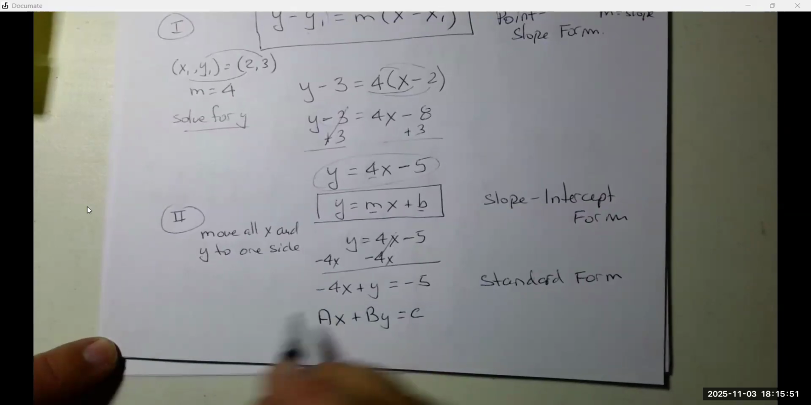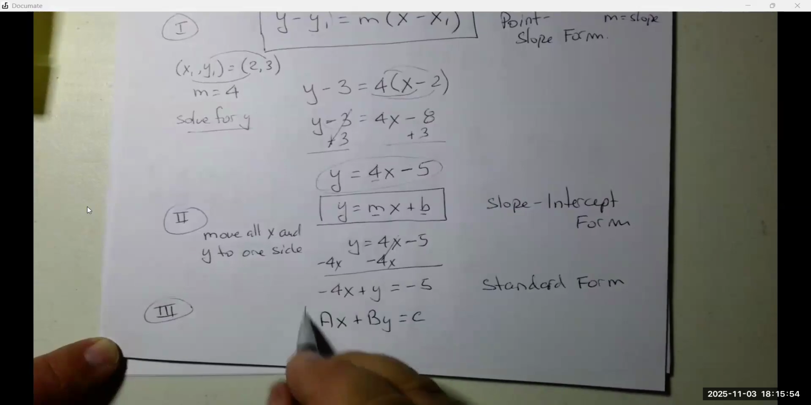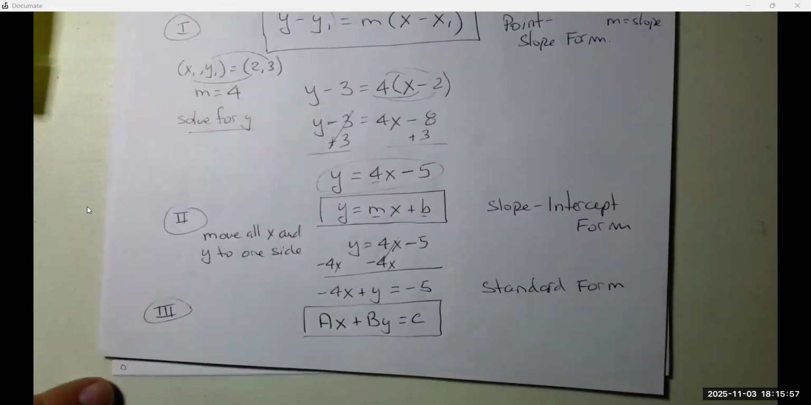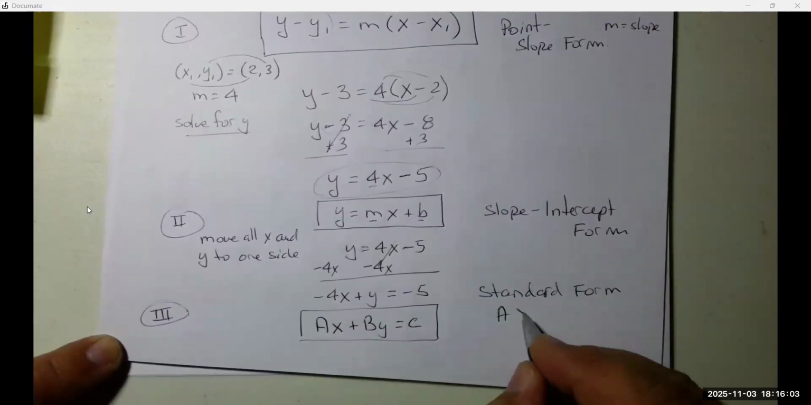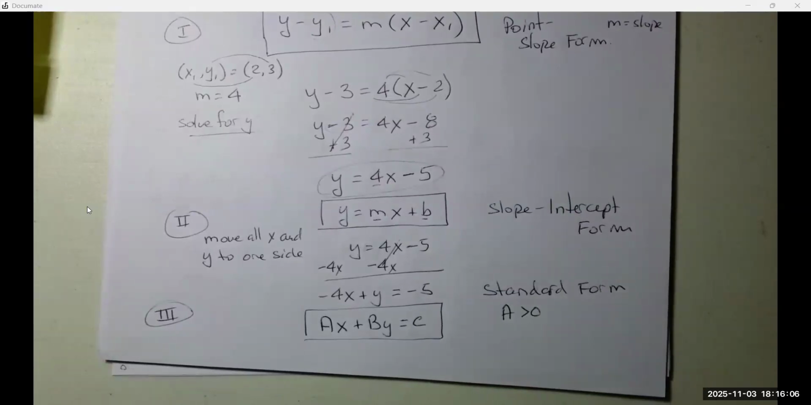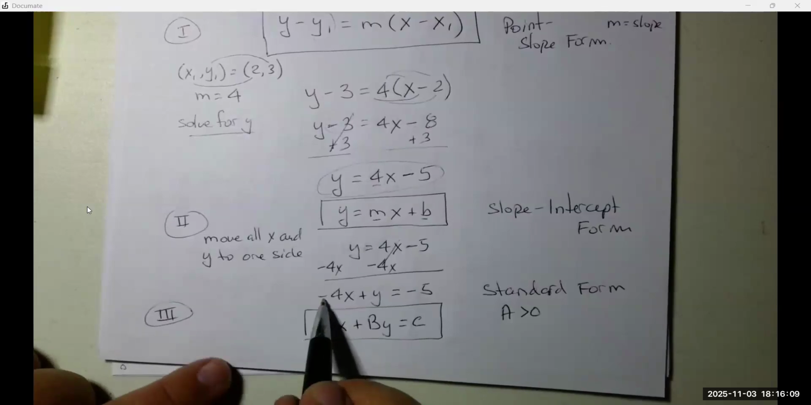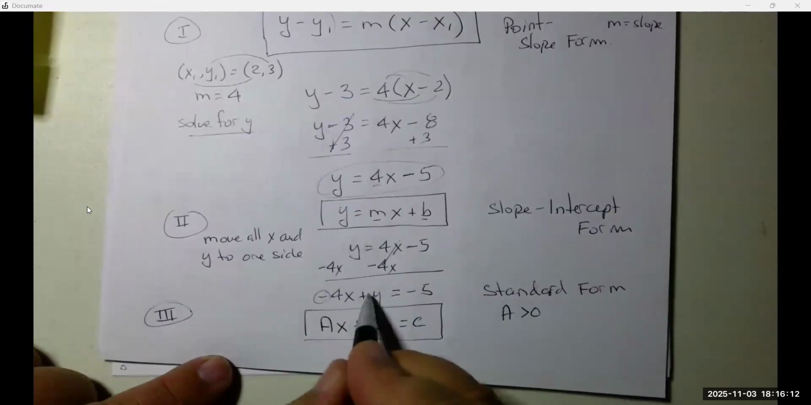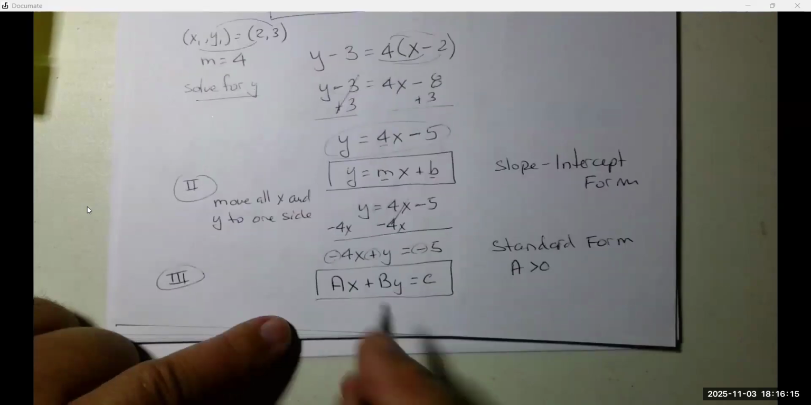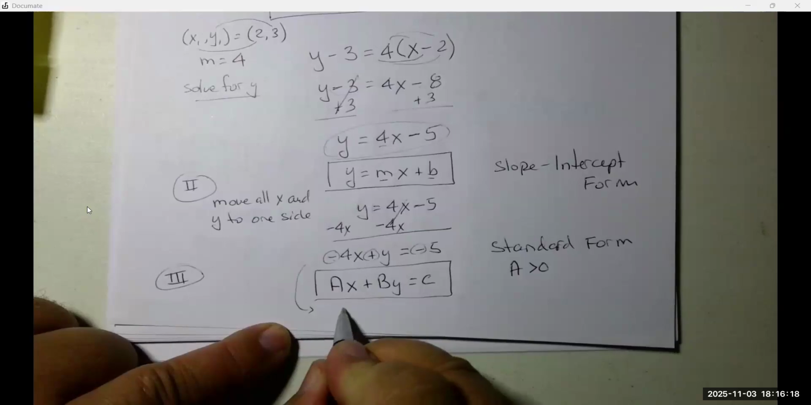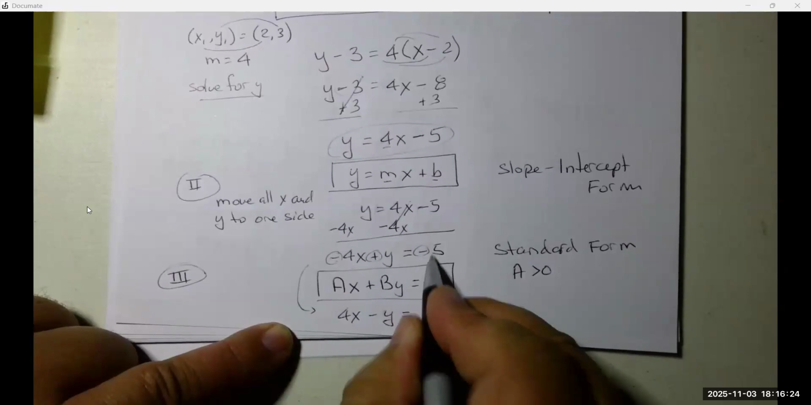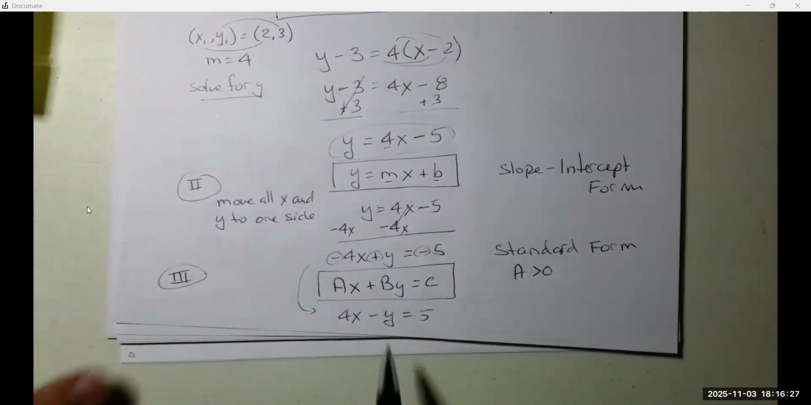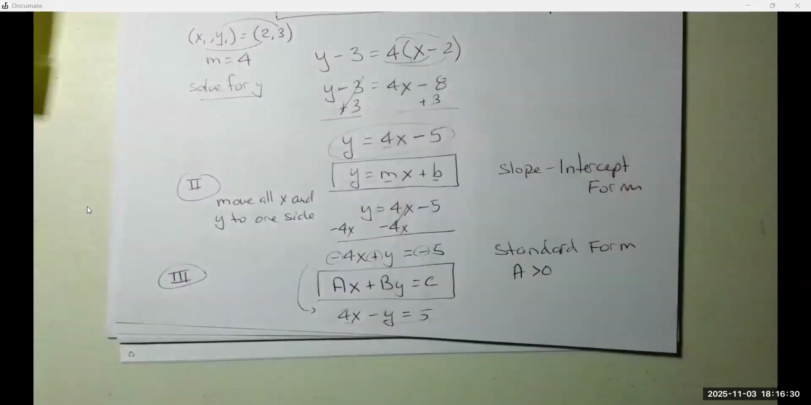This is the third equation. But it has a stipulation. The leading coefficient in front of the x has to always be positive. Since it's negative here, we have to change all the signs. So our answer in standard form would be 4x minus y equals positive 5. And there's that equation. And these are all the same equations. It's just written differently.